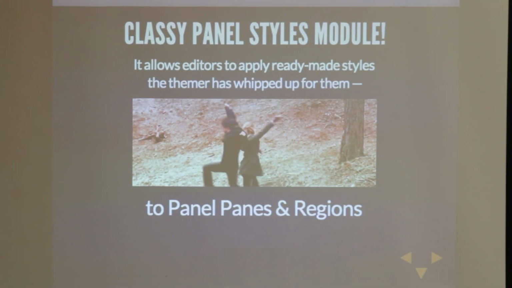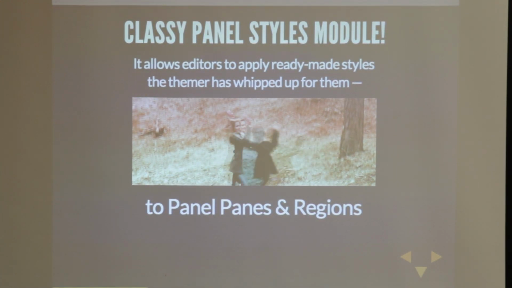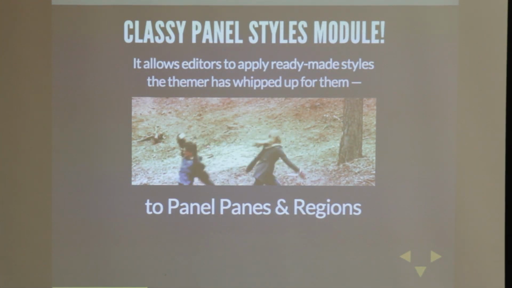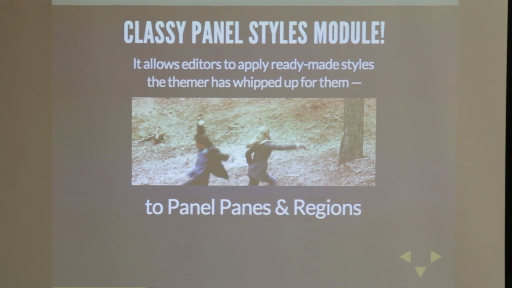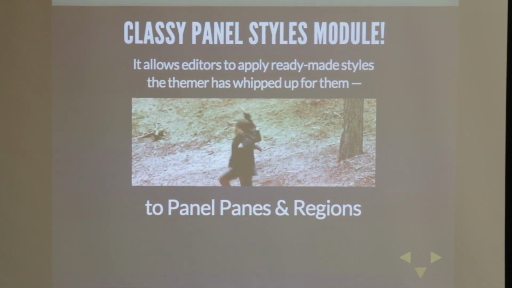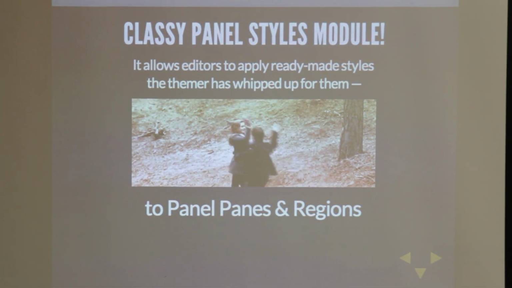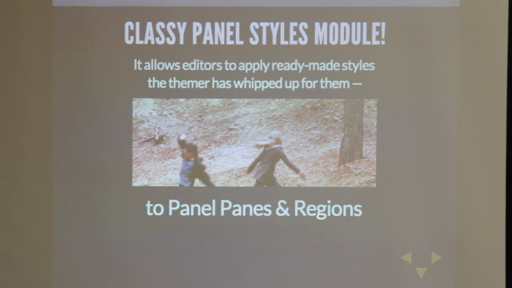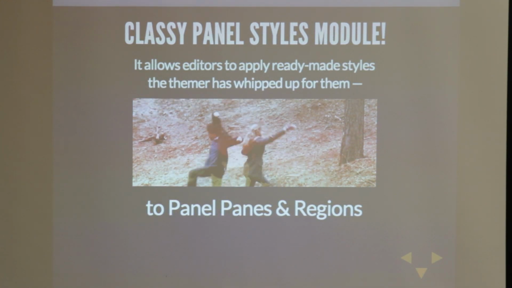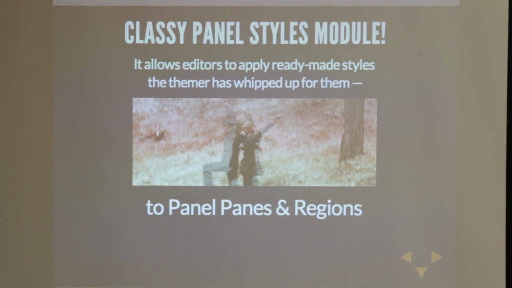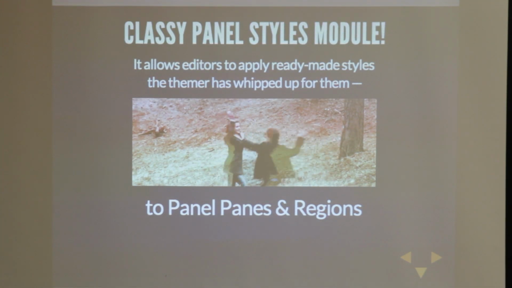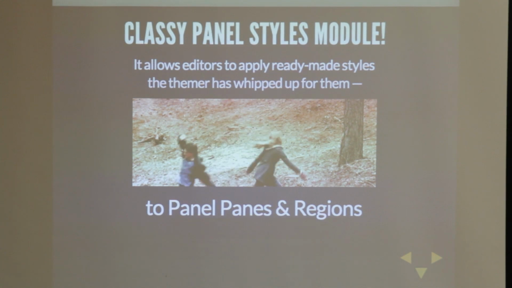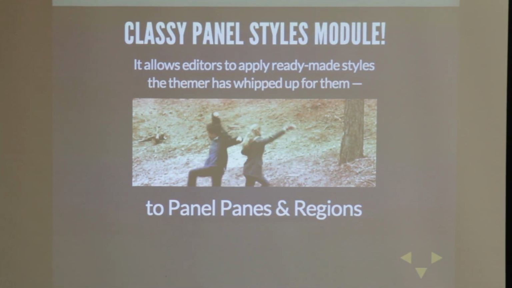Okay, so what does it do? What Classy Panel Styles does is it exposes a form builder that themers use to create a set of styles that editors then apply to the content, to the pane and region styles. So if you're familiar with panels, you can change the style that's associated with a given pane, region, or display. And when the content is being set up, you'll be choosing Classy Panel Styles, and then what that does is expose a set of options that the themer has created ahead of time.